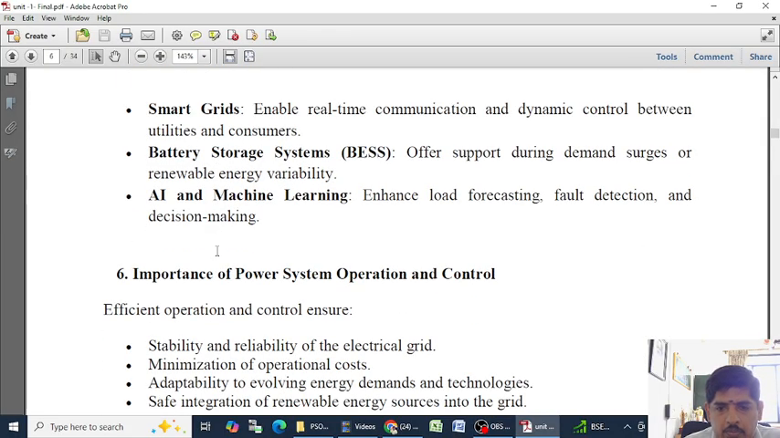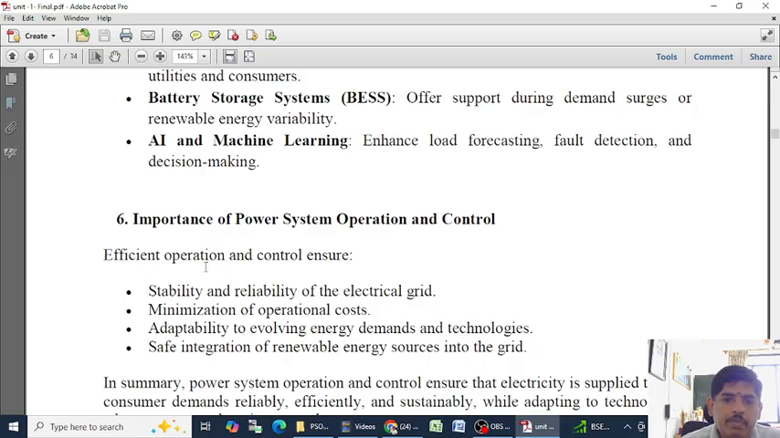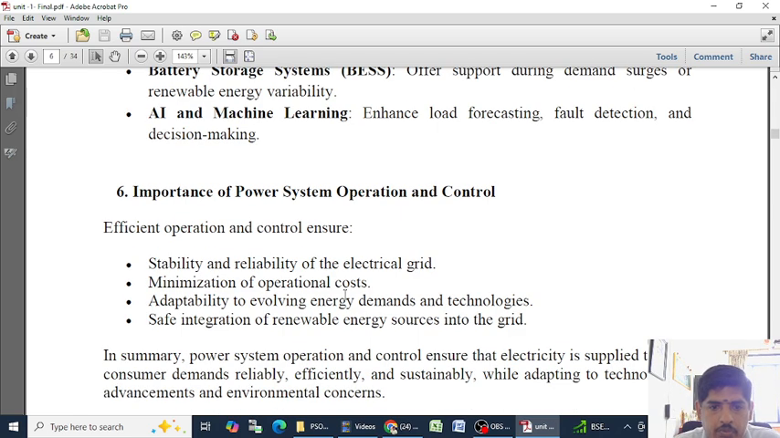Finally, the importance of power system operation and control. Efficient operation and control ensure the stability and reliability of the electrical grid, and minimization of operational cost. Okay, cost is of prime importance in power system operation and control. So one of the objectives is how it is possible to generate the maximum power with minimum cost. Okay, so that is one of the important points. And adaptability to evolving energy demands and technologies is another important point. And the last one is the safe integration of renewable energy sources into the grid lines.